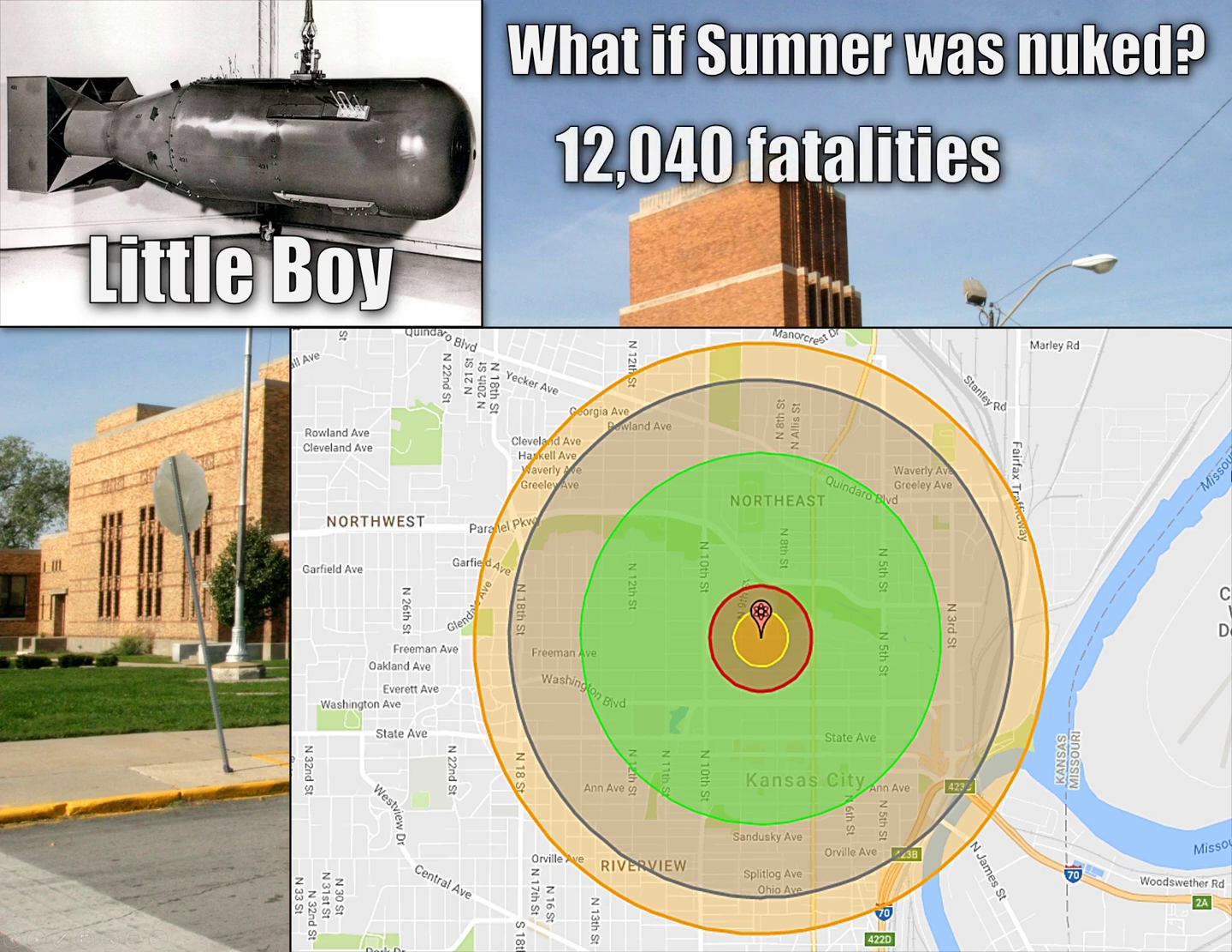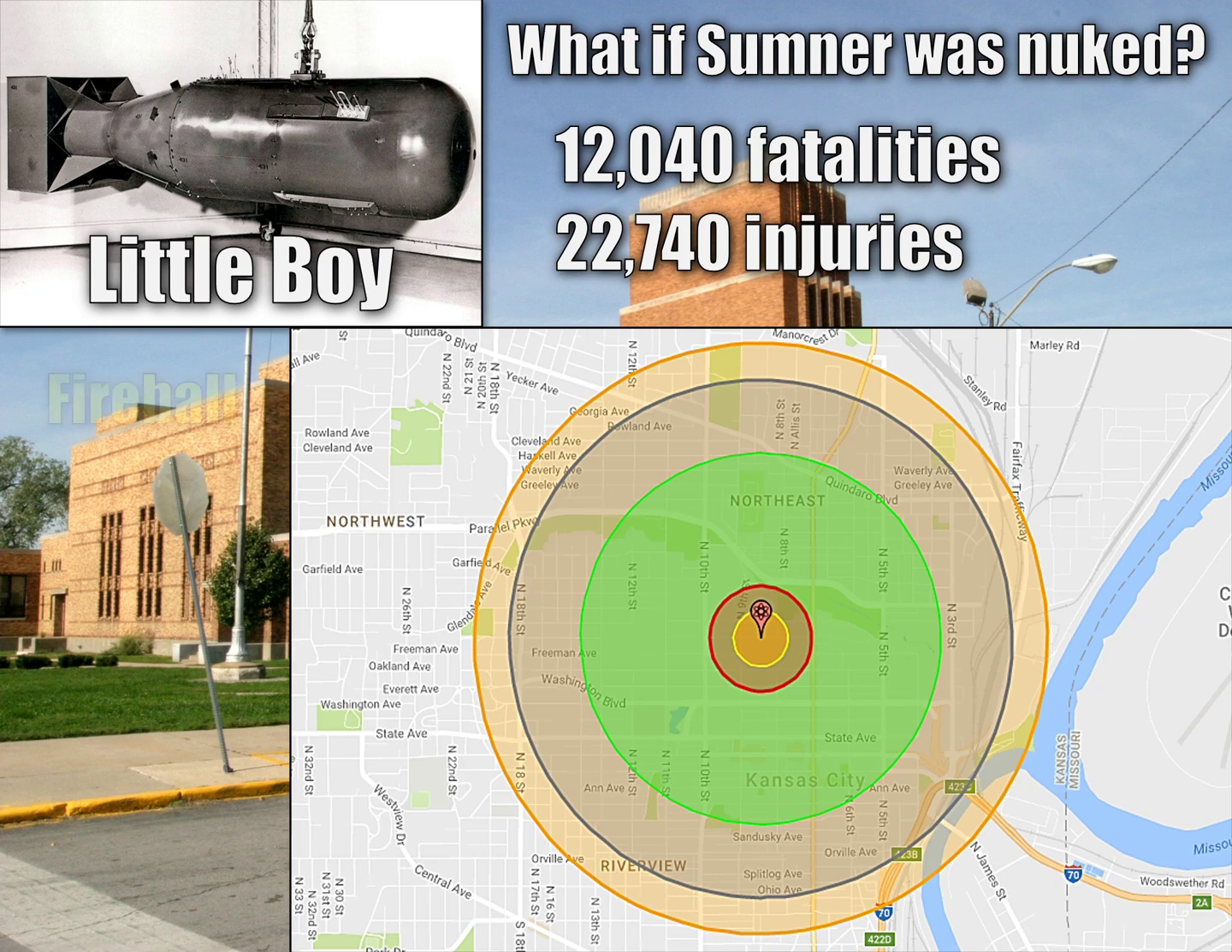So if this bomb went off in the middle of the day at Sumner Academy, you'd expect about 12,000 fatalities and 22,000 injuries from Little Boy. The yellow circle in the center, that's the fireball. So anything within that range gets instantly vaporized. It's so hot that the molecules just instantly turn into a gas. Any solid molecules become gas.